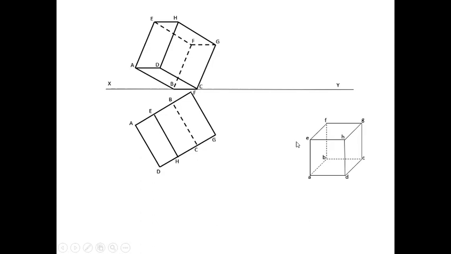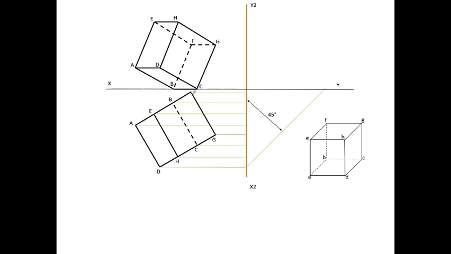The next step is to complete our end elevation view. First thing we need to do is draw our x2y2 line, which is perpendicular to the xy line. Project points then across parallel to the xy line to intersect the x2y2 line.